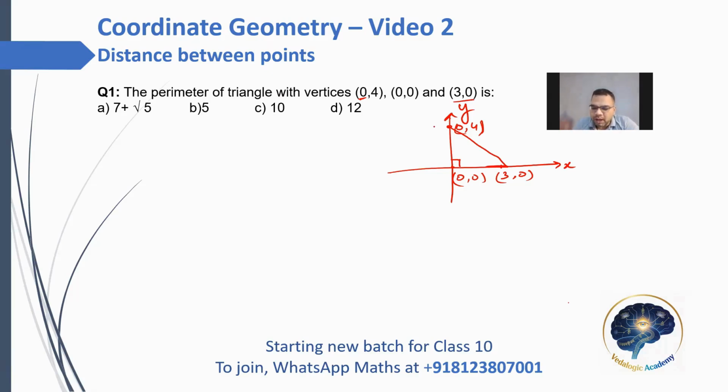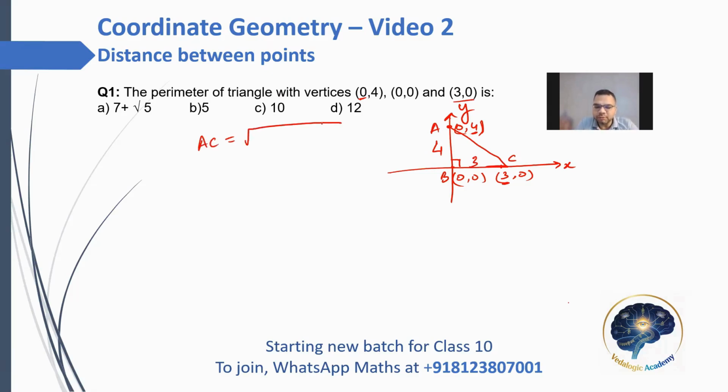So if I name it A, B and C. So the length of AB is on the y-axis, which is 4 in our scenario. So we can put it as 4. For B and C, the distance is 3 because on the x-axis we have moved only 3 distance. And for AC, we can find out the distance using Pythagoras theorem.